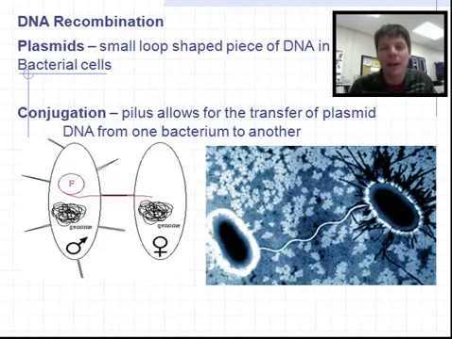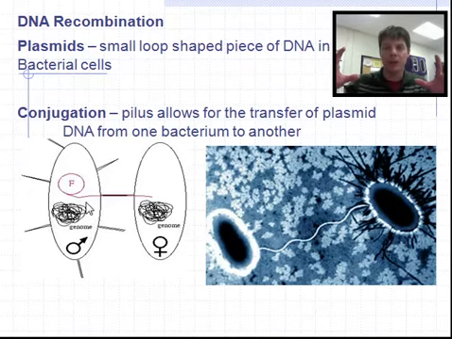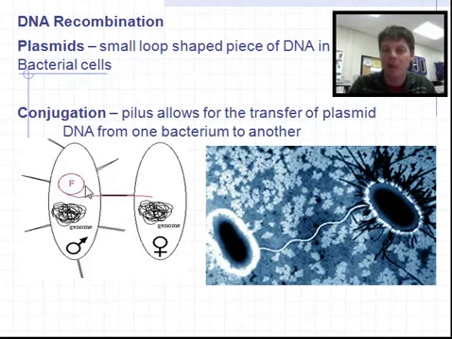In this slide, we're looking at some examples of ways that DNA can recombine naturally in cells. Plasmids are small loop-shaped pieces of DNA that are found in bacterial cells. So there's the normal genome of the bacterial cell. That's a much longer loop piece of DNA, winds up getting all bunched together. A plasmid is a small loop piece right here.